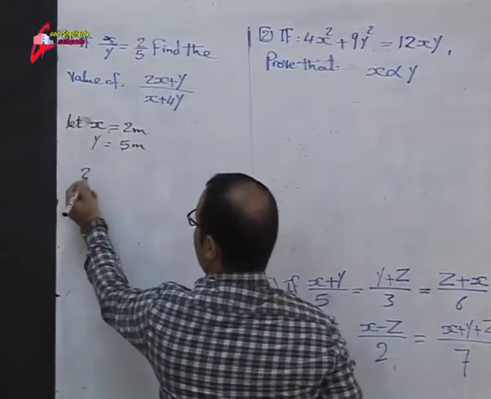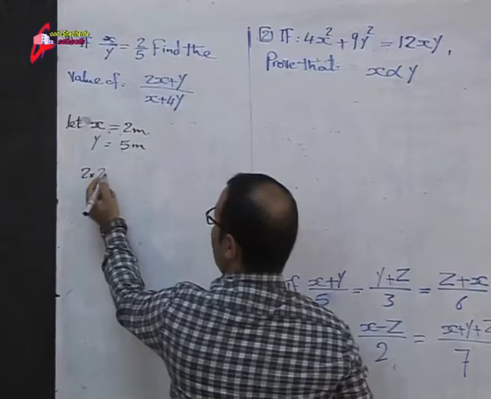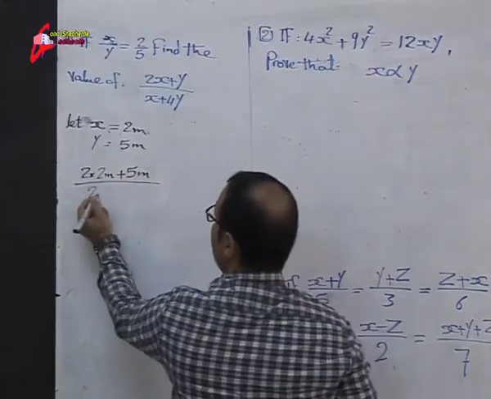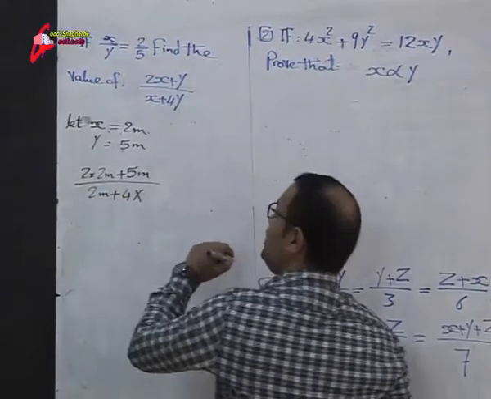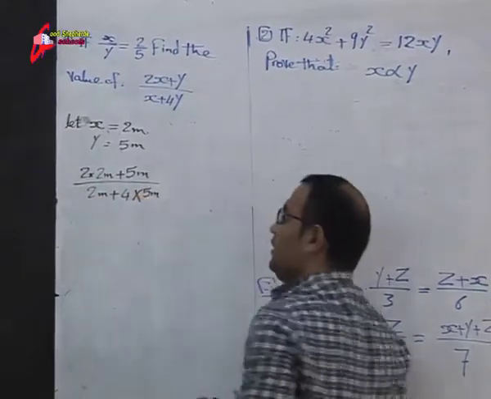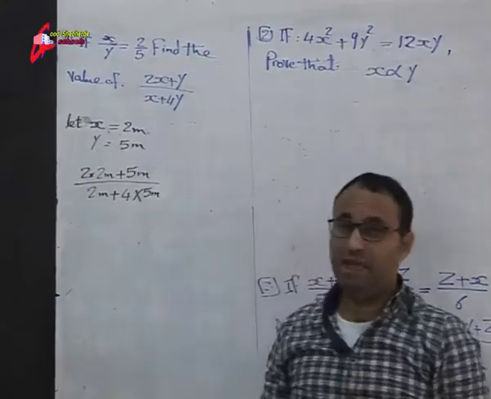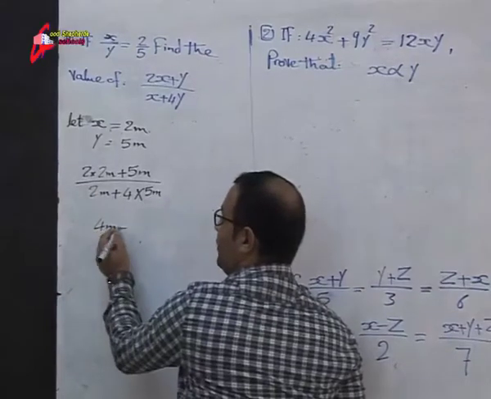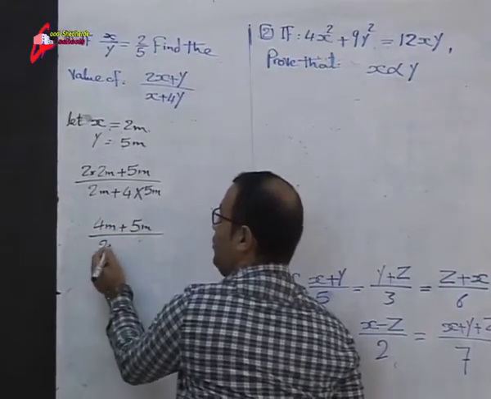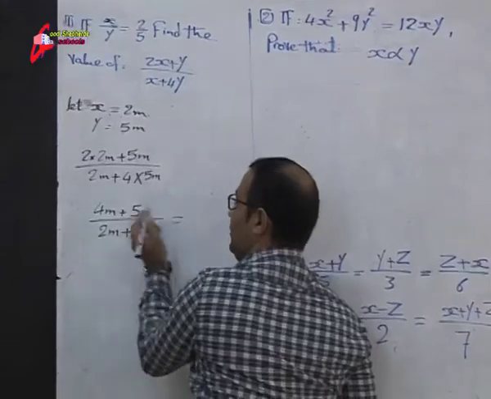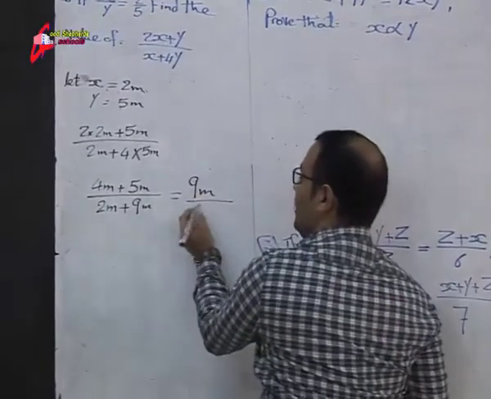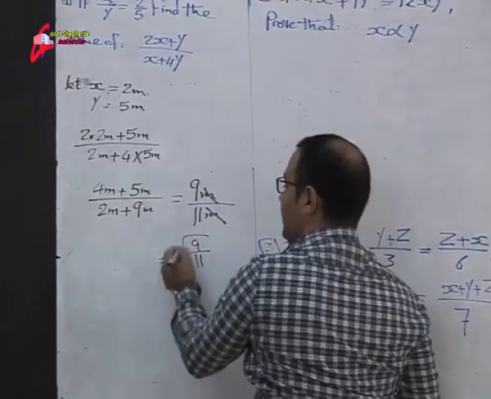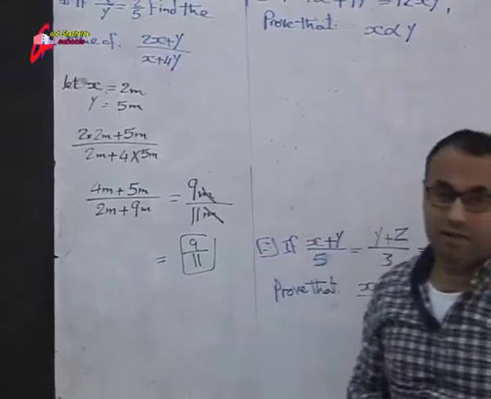Then substitute: 2 times x, which is 2m, plus y, which is 5m, over x, which is 2m, plus 4 times y, which is 5m. You must finish multiplication first. This is the rule. 2 times 2m is 4m plus 5m over 2m plus 20m. Up it will be 9m, down it will be 22m. m with m cancels, so the final answer is going to be 9 over 22.